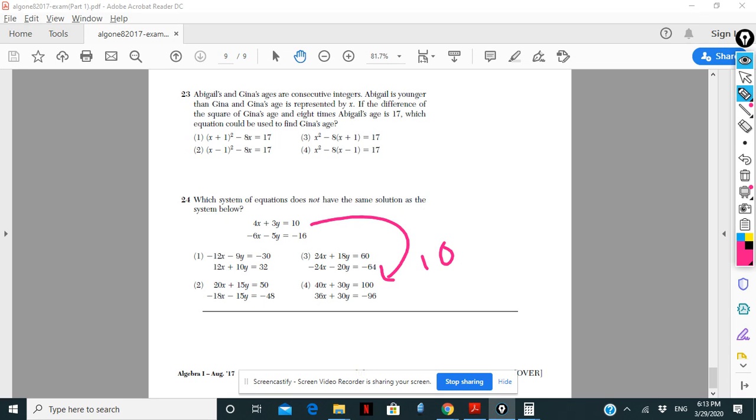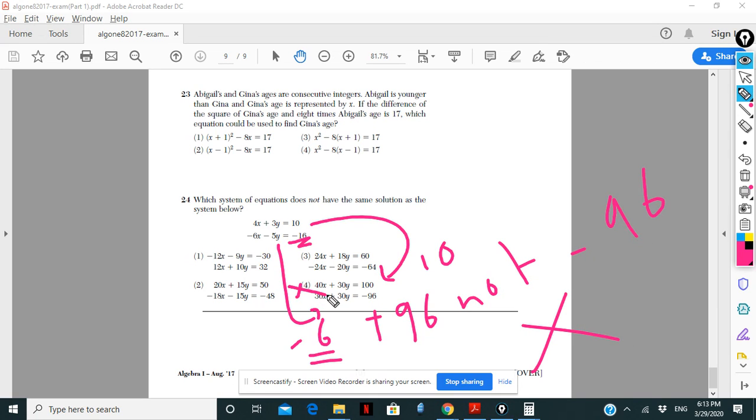4 times 10 is 40, 3 times 10 is 30, but if looking here he multiplied by -6, and -6 times -6 is positive 36, and -5 times -6 is positive 30, but -16 times -6 must be positive 96, not -96. So that means the last one is incorrect, so that's the answer.